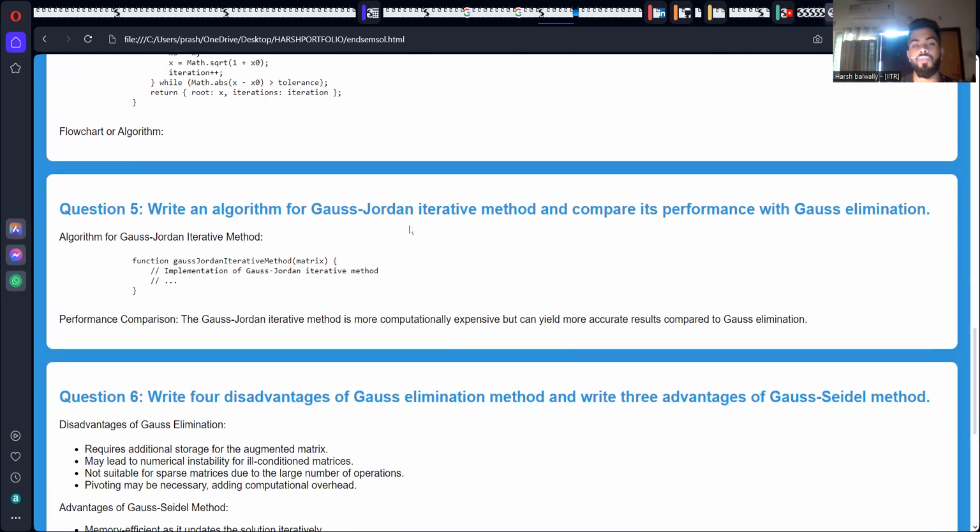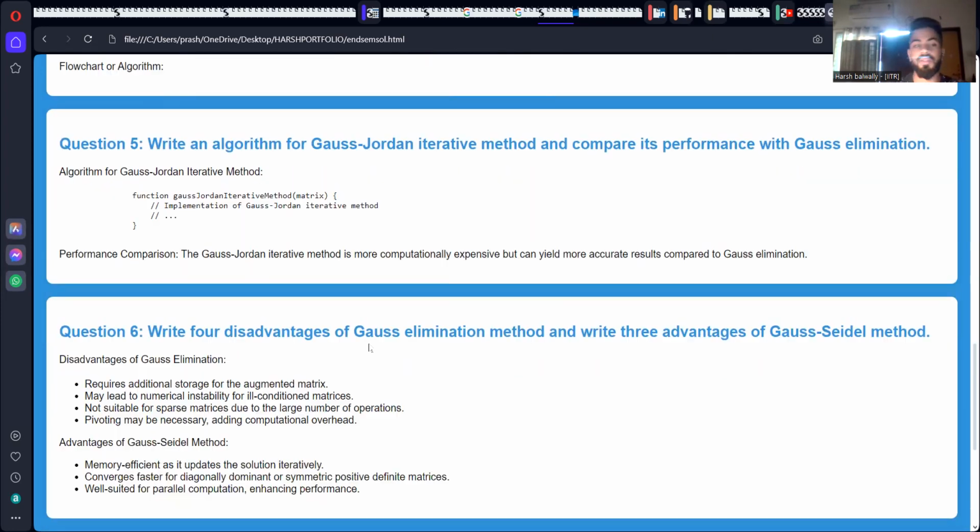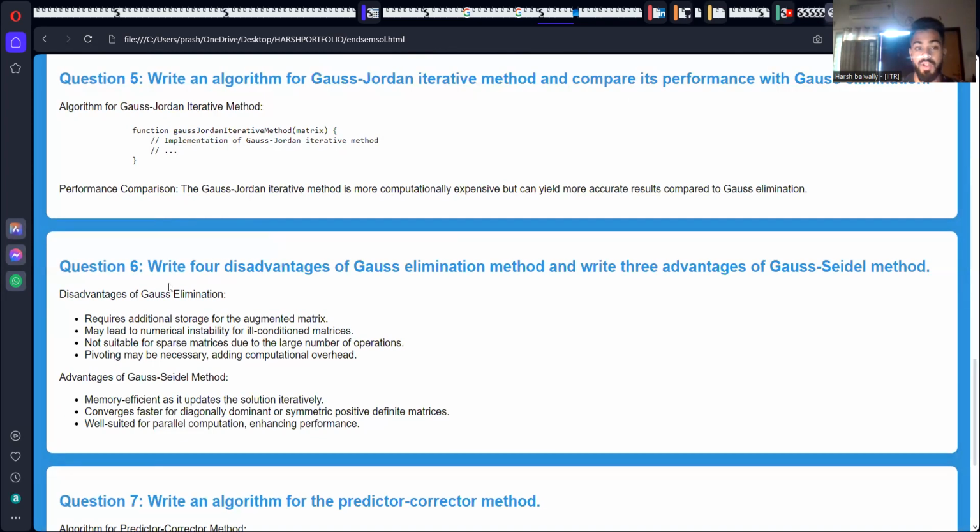Question number 5 is: write an algorithm for the Gauss-Jordan iterative method and compare its performance with the elimination method. The Gauss-Jordan iterative method is more computationally expensive but can yield more accurate results compared to the Gauss elimination method. Then: four disadvantages of the Gauss elimination method and three advantages of the Gauss-Seidel method.